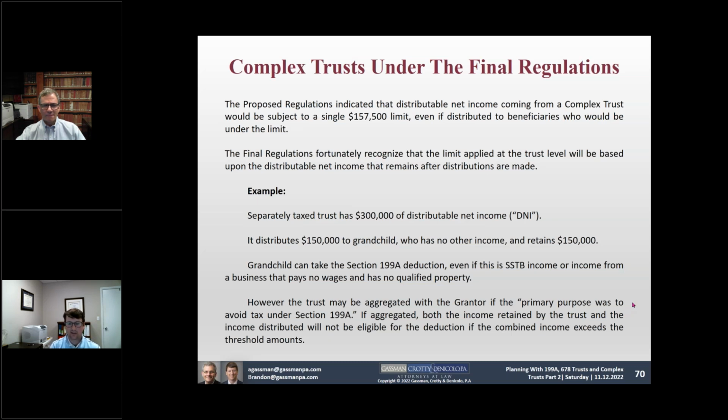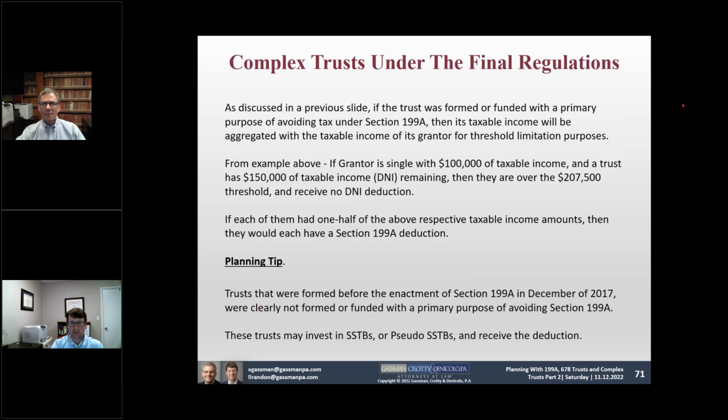And that plan can be done as long as the primary purpose is not to avoid tax. So there's got to be some other non-tax reason for this. If the primary purpose was to avoid tax, then we aggregate all that together. So the $150,000 is added together with the $150,000 the trust retained. That's over the threshold limitation at $250,000 of income for a single filer, and therefore you get no 199A deduction.